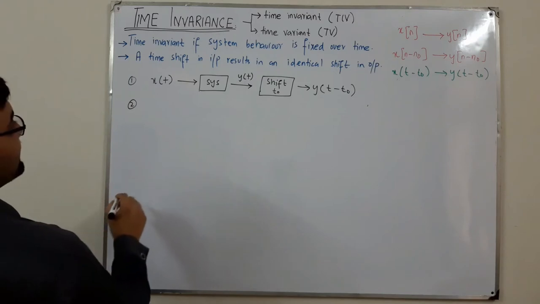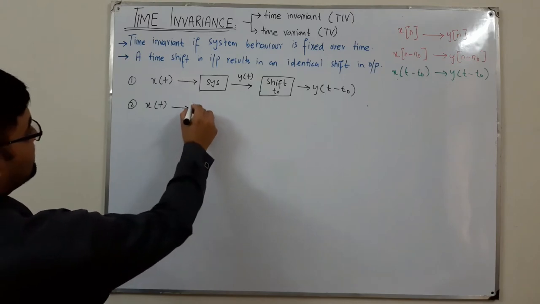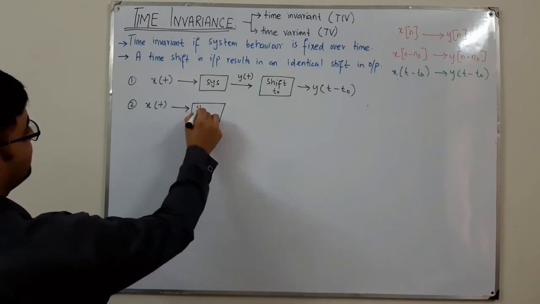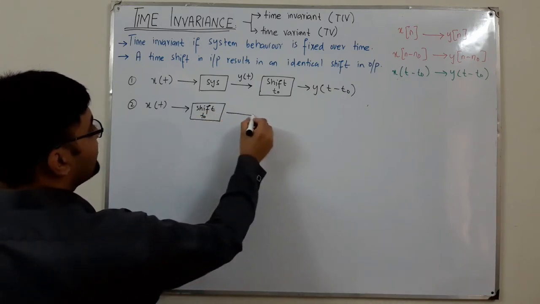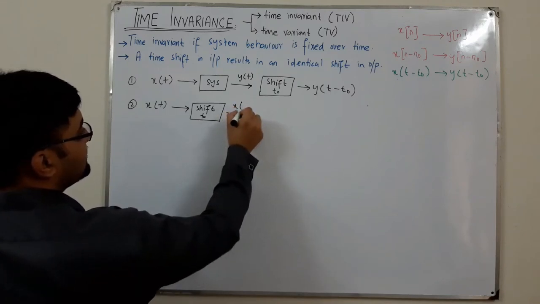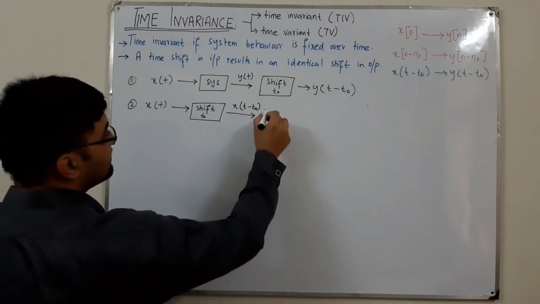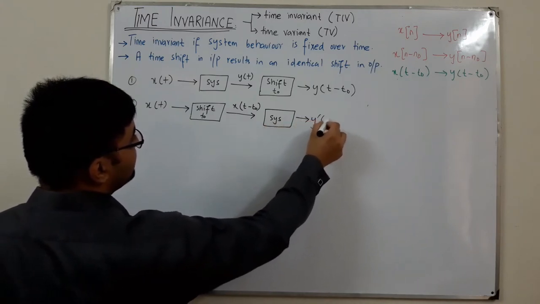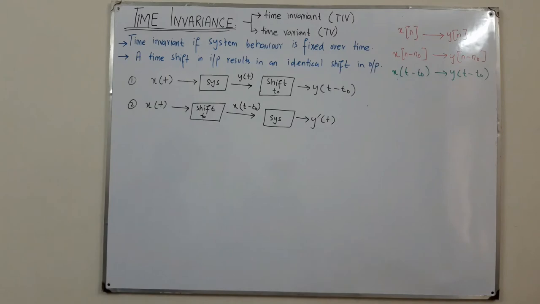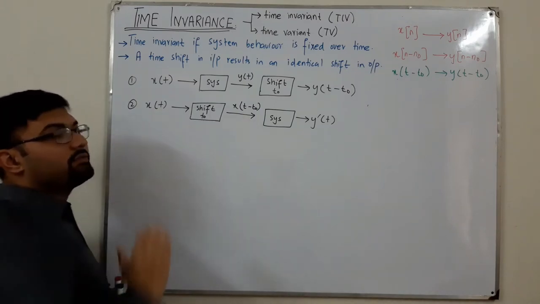In step number two, you have your x of t. You interchange the systems. You first shift by t naught, so you shift your input. So now at the output of this particular system, you have x of t minus t naught. Now you provide it to your original system. Let's say you have an output y dash of t. So now you can have two possibilities. This y dash of t is the output of the system for the shifted version of the input.